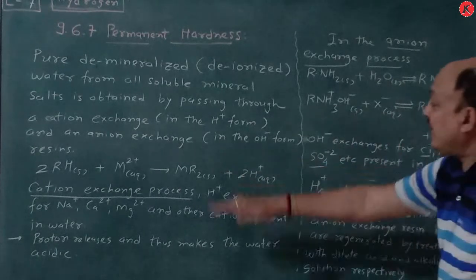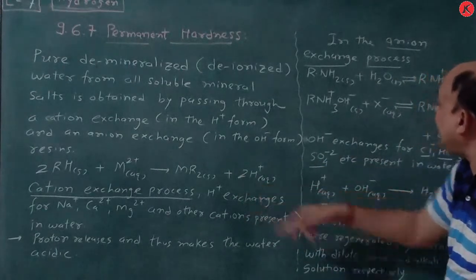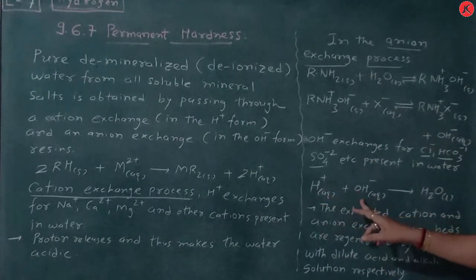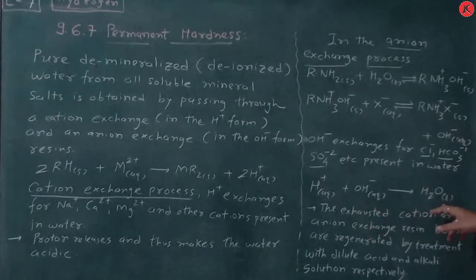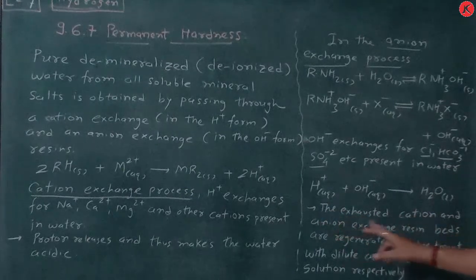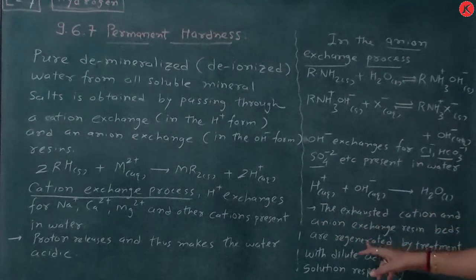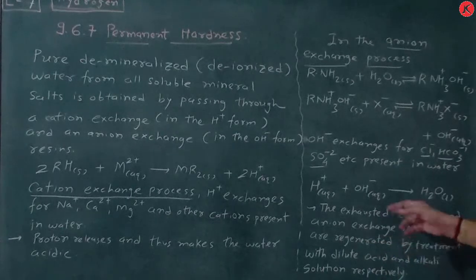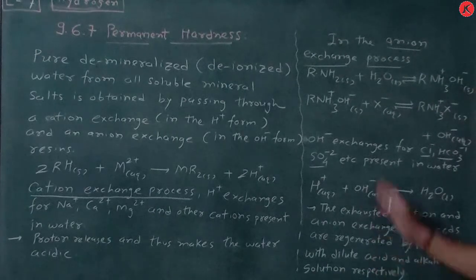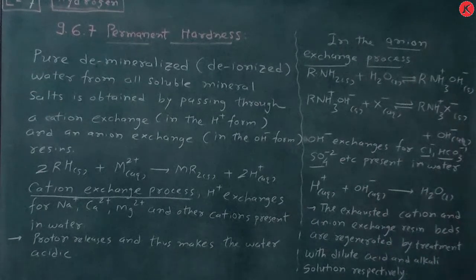So here, just you see, in cation exchange process H+ is free, in anion exchange process OH- is free. So this H+ aqueous and OH- aqueous react and produce water, which is a soft water. There is no ion, that's why it is called deionized, demineralized. Okay, so the exhausted cation and anion exchange resin beds are regenerated by treatment with dilute acid and alkali solution, that means dilute acid and basic solution respectively. So this is all about pure demineralized water.